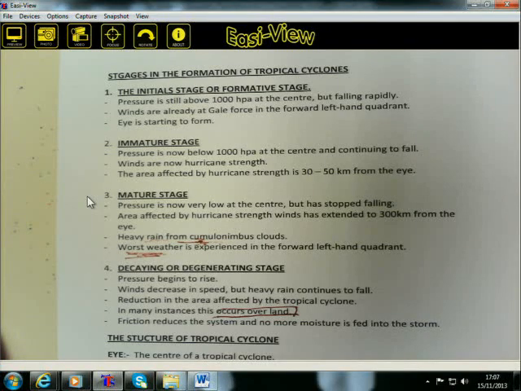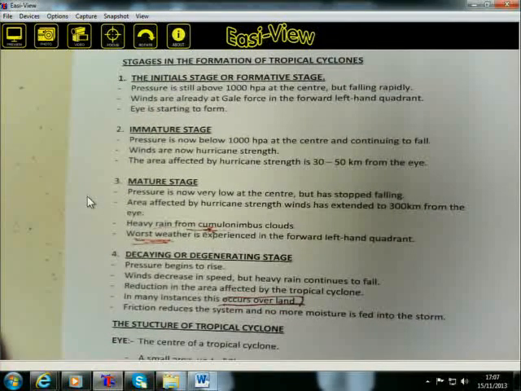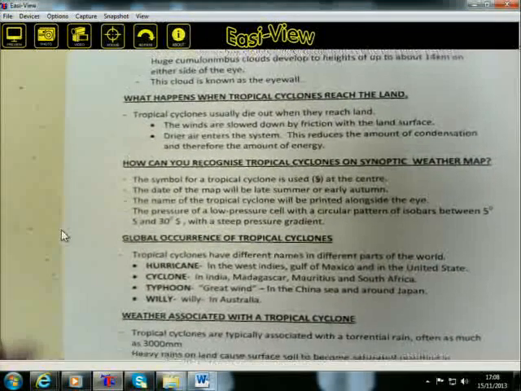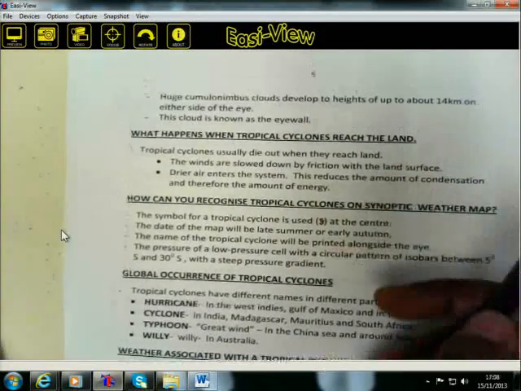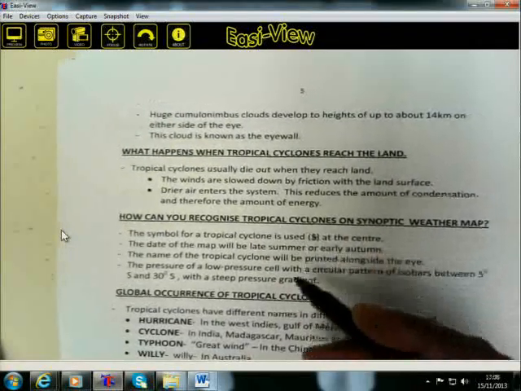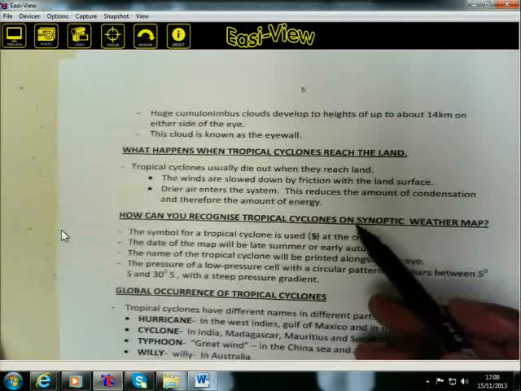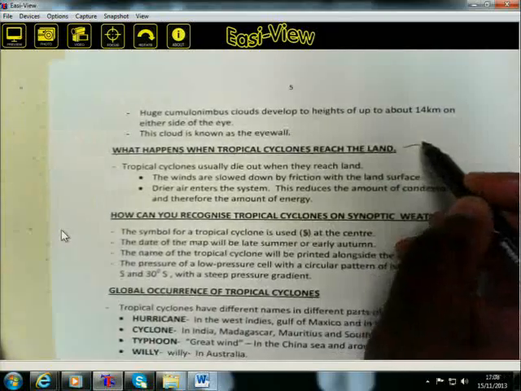And then it dies over the land. I just want us to look into the question, what happens when the tropical cyclones reach the land? What happens when the tropical cyclone reaches the land? This is the one. What happens?